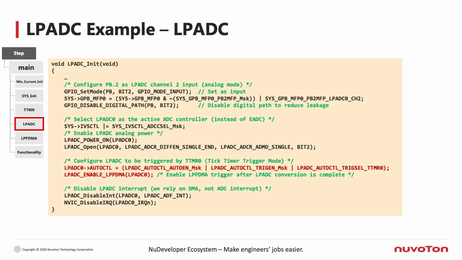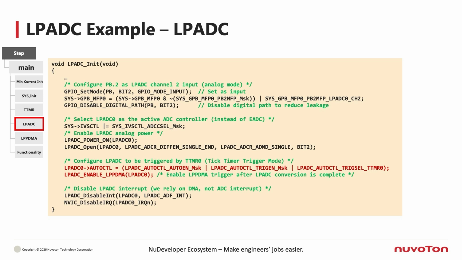In this example, let's start by looking at the ADC initialization process. First, we configure PB2 as low power ADC channel 2, and at the same time, we disable the digital input path to avoid unnecessary power consumption.